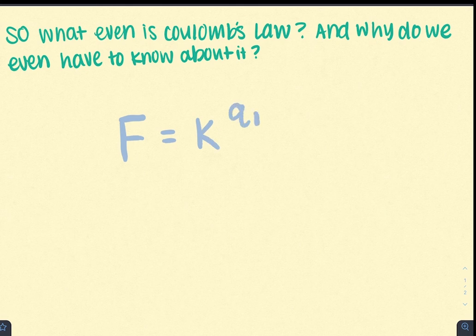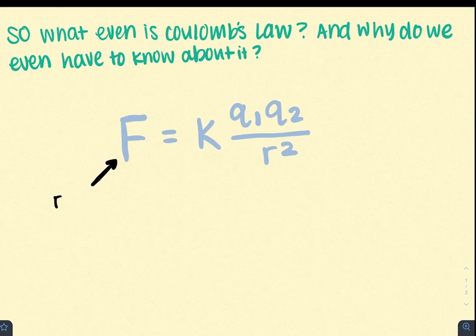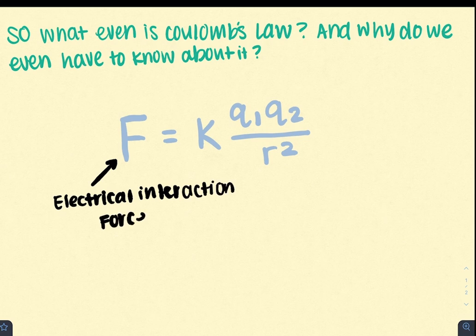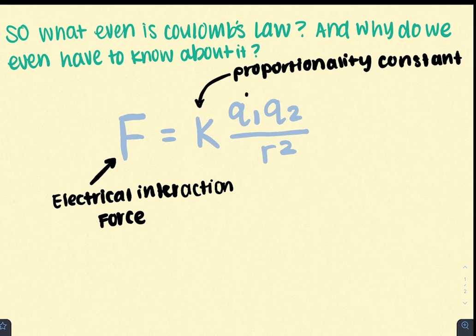It's F equals K Q1 times Q2 over R squared. And this is often what Coulomb's law is represented by, this equation. So let me break this equation down for you. F is electrical interaction force, and depending on the value of this electrical interaction force, it tells you how strong the attraction or repulsion is between these two particles. K is the proportionality constant, and it is always positive.